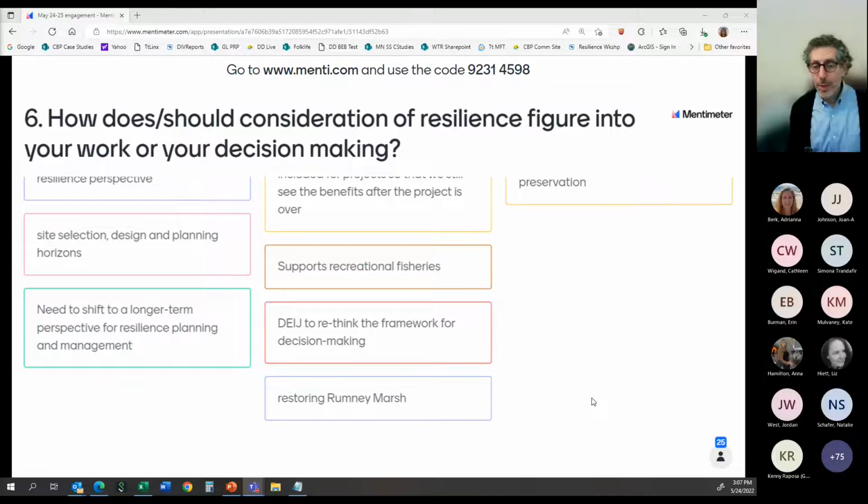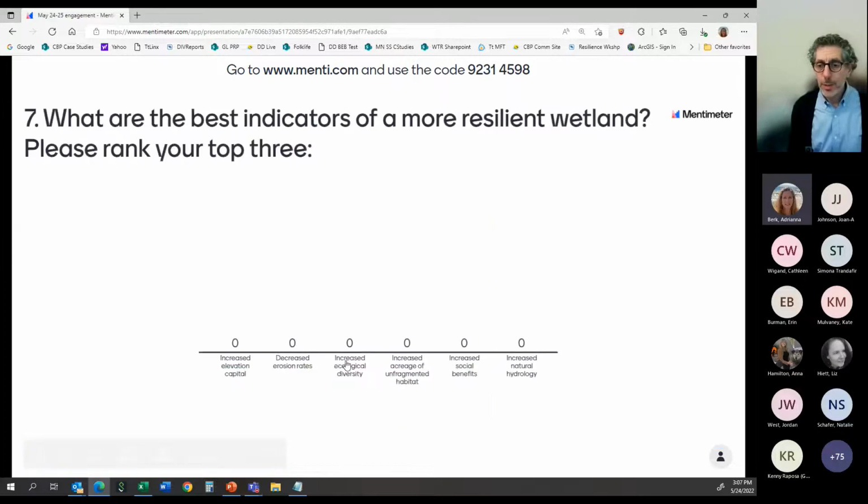All right. Well, I think we can move on. It's kind of slowing down, Adriana. Yep. So we'll move on to the next pair, and let's start with this: what are the best indicators of a more resilient wetland? You can do a ranking here. For this one, they just have to select their top 3. We realize some of their choices might not be there, but they'll have a chance to comment on that on the next Menti. So for these, you just have to pick your top 3.